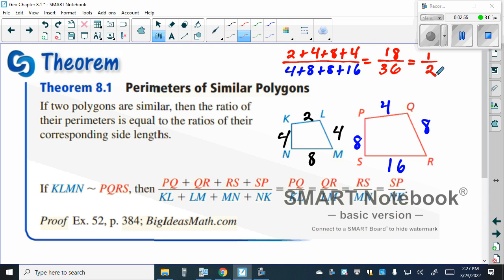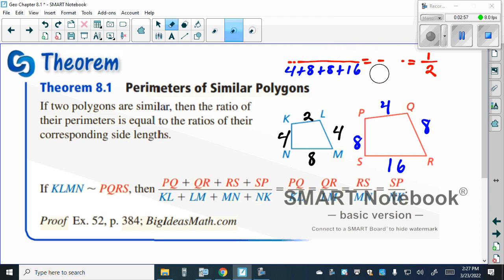Now, if I looked at any of the side lengths, we already saw that with the 1/2. Well, we can say 2 over 4. Well, that is 1/2, yes? Well, 4 over 8 is 8 over 16. 8 over 16 is still just 1/2. So the proportions of the side lengths are actually going to be the same as the proportions of the perimeters.